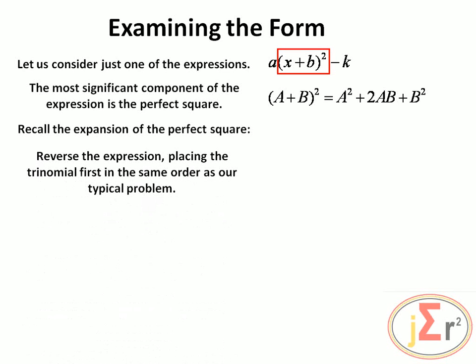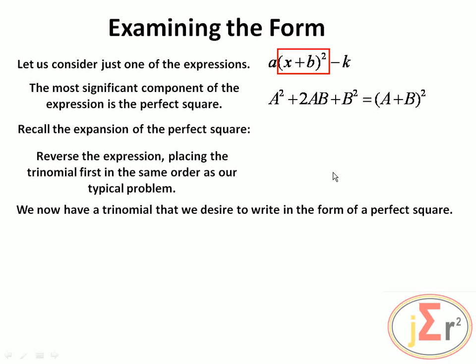Reverse the expression, placing the trinomial first in the same order as your typical problem. So usually when you get a problem to complete the square on, the trinomial is going to be first. So the trinomial is going to be right here, and then the square is on the right hand side.